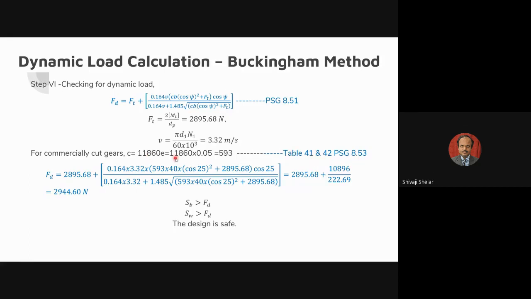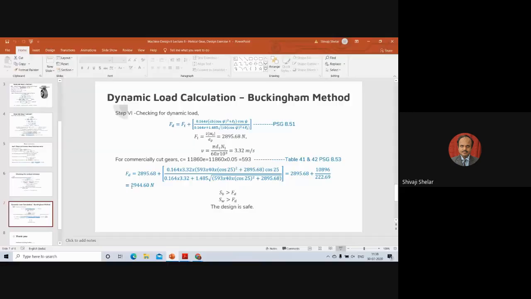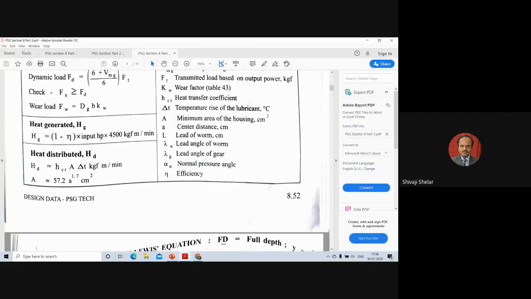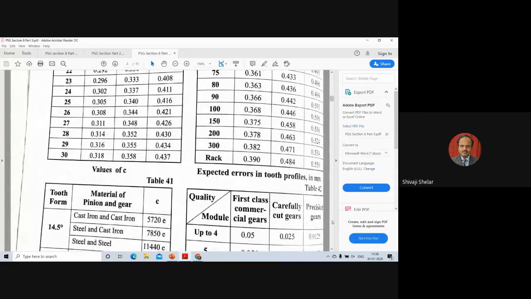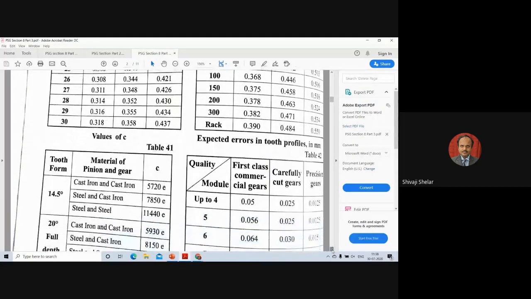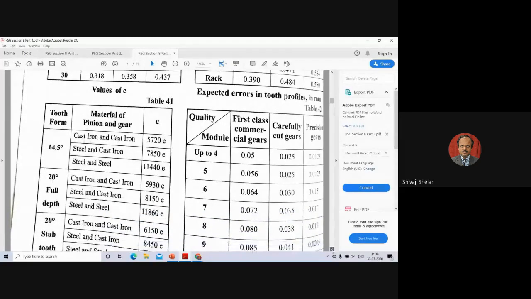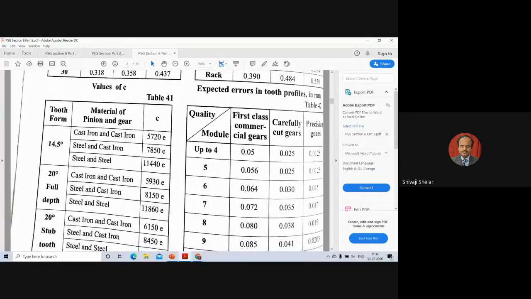So how is this value coming? Let's go back and check how this calculation of C comes as 593. This is from page number 8.53. See, on page number 8.53, there are two tables, table number 41 and 42. We are calculating the value of C for the dynamic load. Since our teeth are 20-degree full depth and the pinion and gear materials are steel and steel, both the materials are the same. So we are using these two materials here.